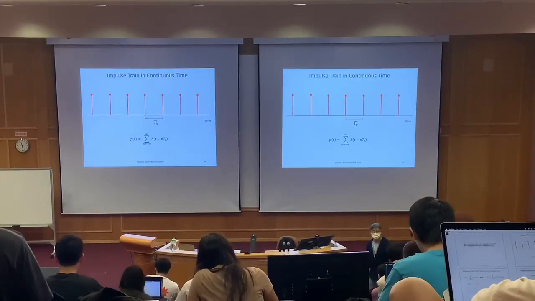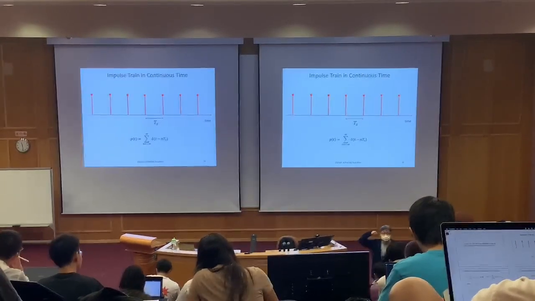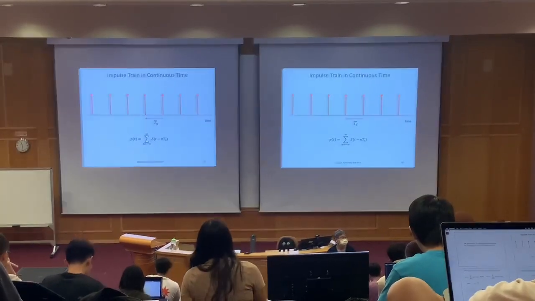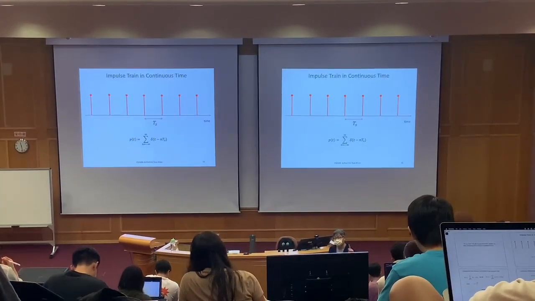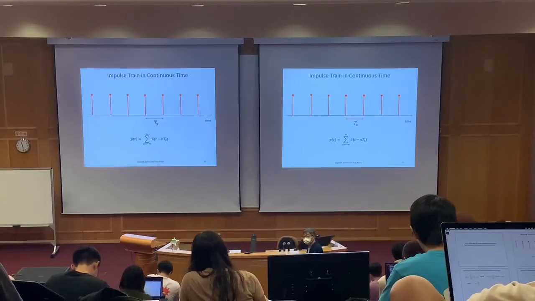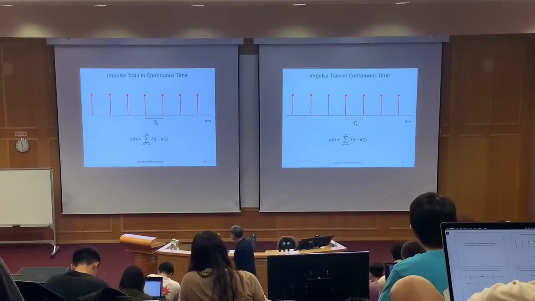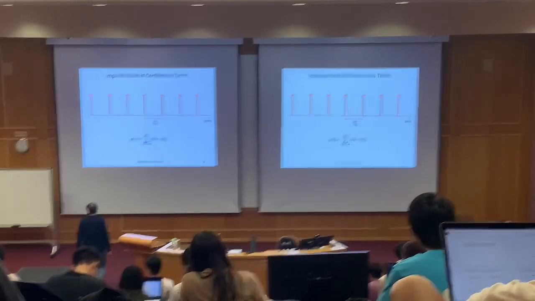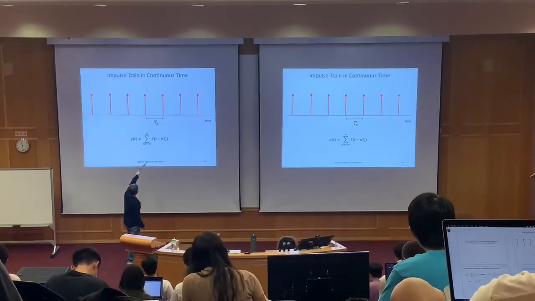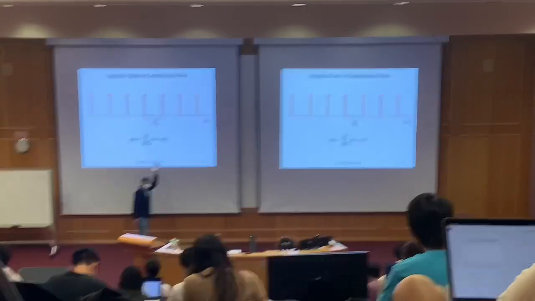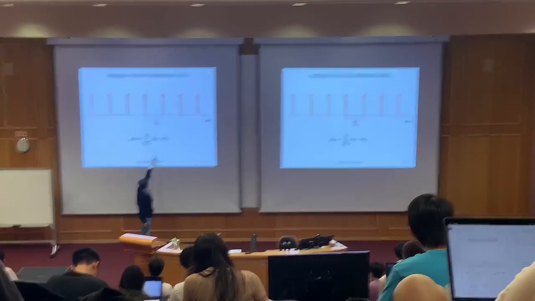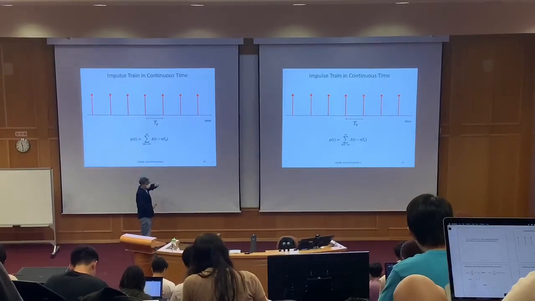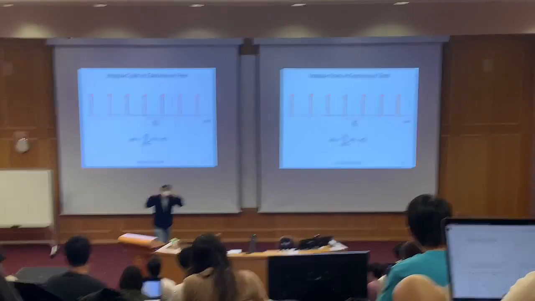How to have a train of impulses? I keep on feeding you, pum, pum, pum. Understand? Then you have a train of impulses. So this is an impulse train in continuous time. Again, this is a math representation. I don't think it's that complicated, but if you are having problem with all these things, don't worry. You just remember what I said.